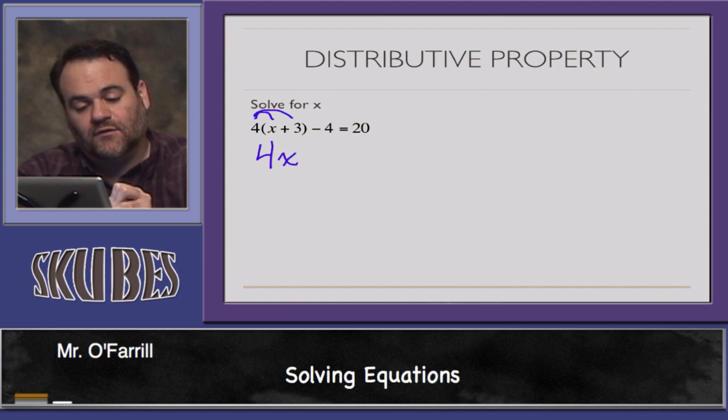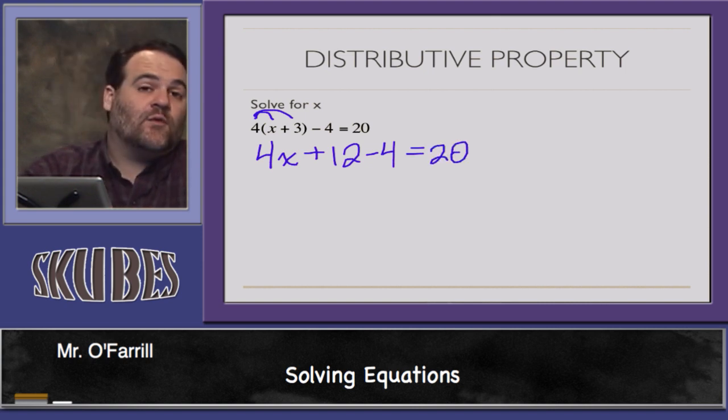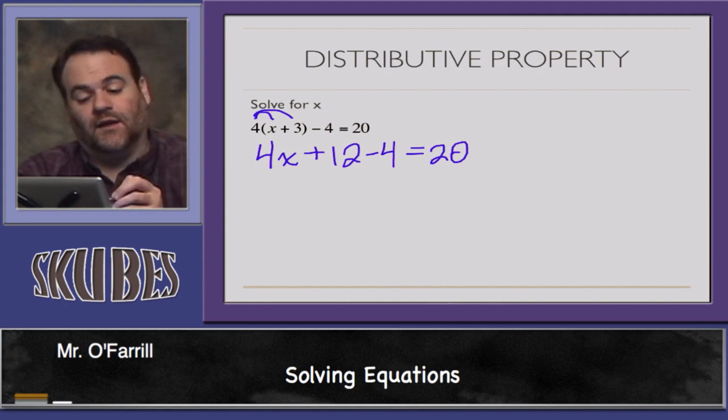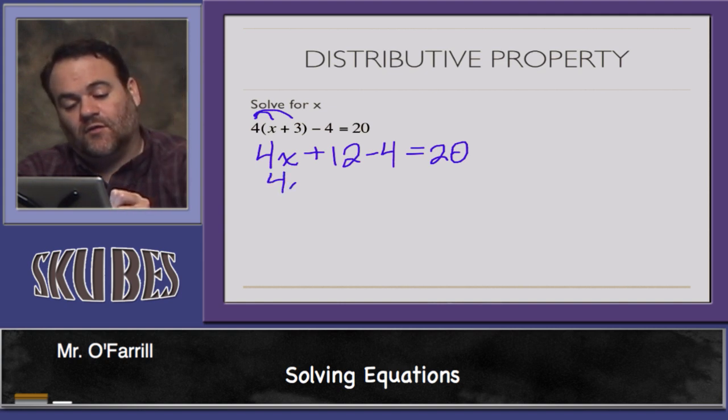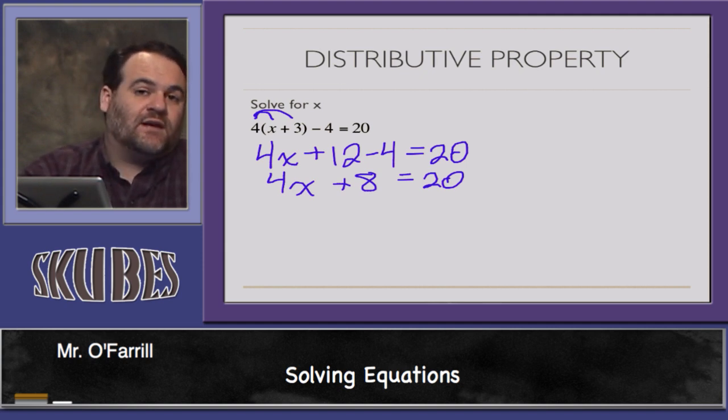4 times x is 4x. 4 times 3 is 12. And now we're going to bring in what we were just doing on the past 2 slides, combine like terms. Because 12 minus 4 is 8. And now we've got it as simplified as we can.